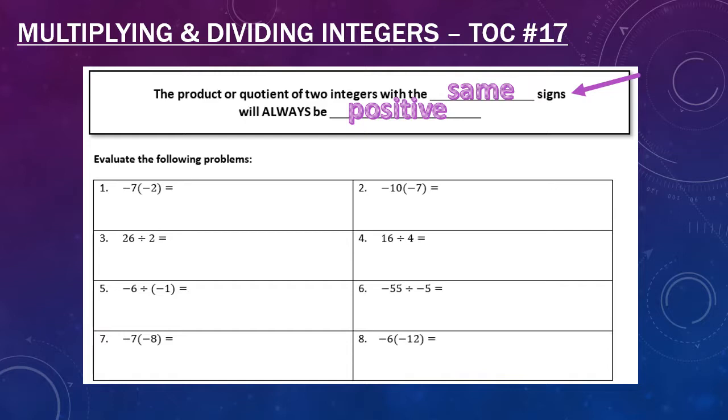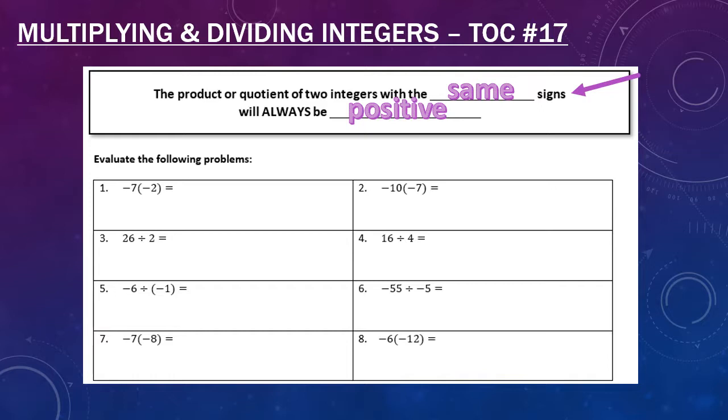Let's go through some examples. If you look at 1 through 8 at the top of your paper, all of these are two integers that are either both positive or both negative. Obviously, we don't need to focus on the positive as much because that's what you learned in elementary school. What's new to you is having two negatives.